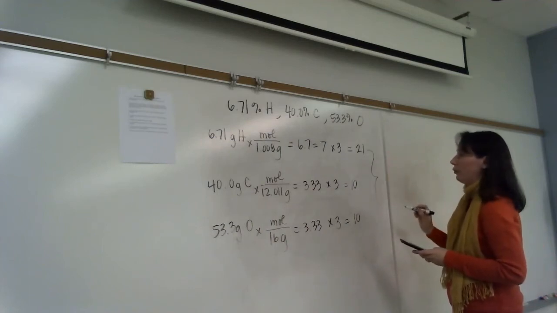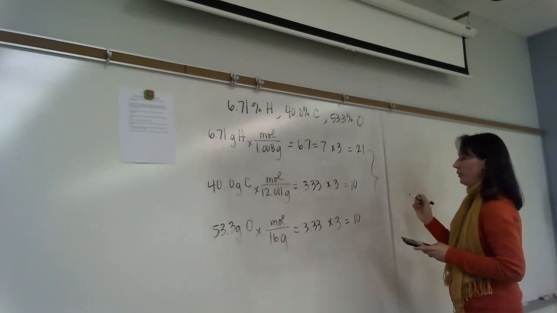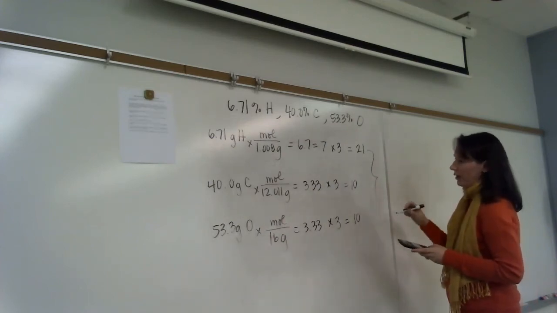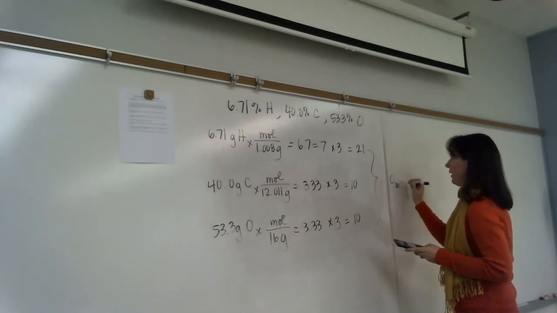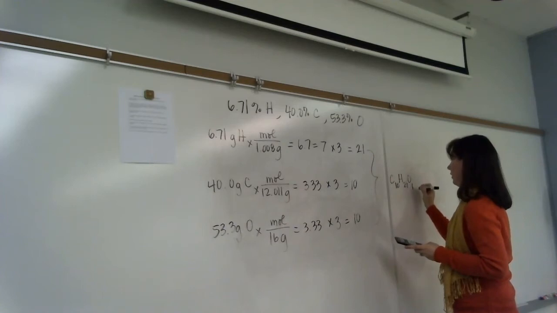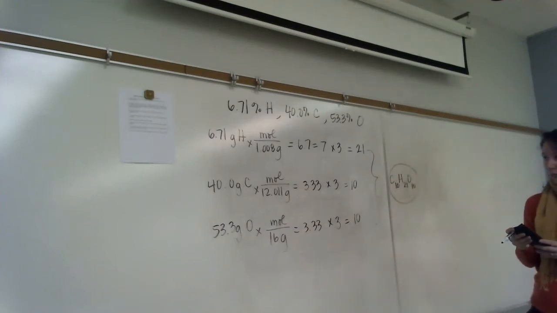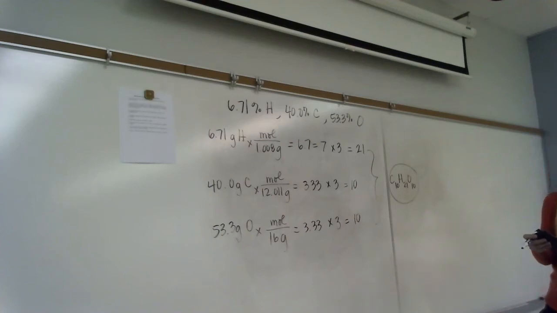So my empirical formula, and again, the order isn't going to matter, right? Typically, you write the carbon, then the hydrogen, then the oxygen. C10, H21, O10. But again, the order would not matter. The order would not matter. Okay.